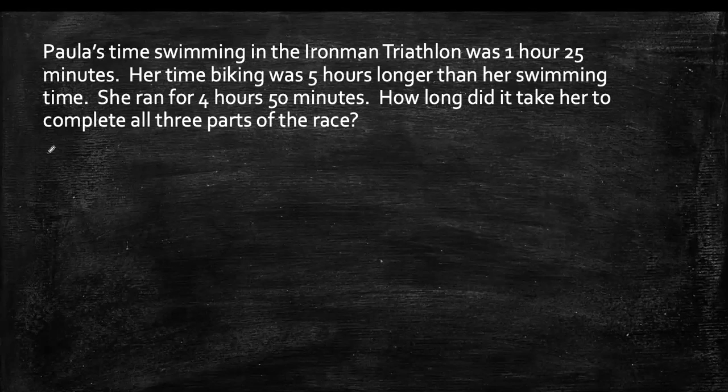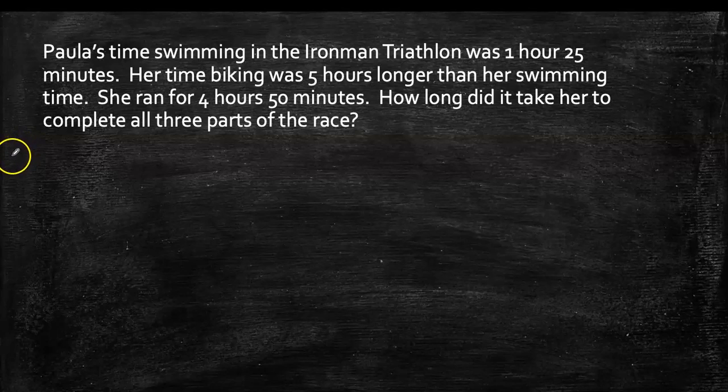Paula's time swimming in the Ironman triathlon was 1 hour, 25 minutes. Her time biking was 5 hours longer than her swimming time. She ran for 4 hours, 50 minutes. How long did it take her to complete all 3 parts of the race? All right, well, let's take it chunk by chunk. I'm sure you did, but go ahead and compare your work to my work. See if we come up with the same amount of time.